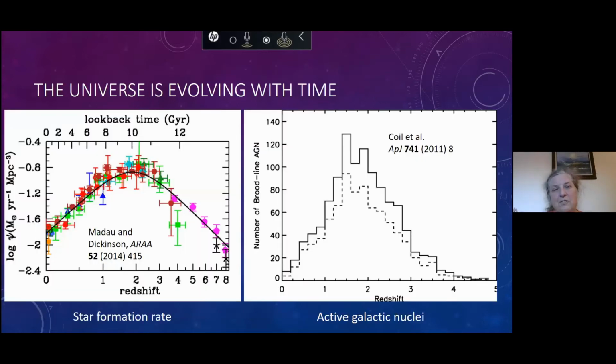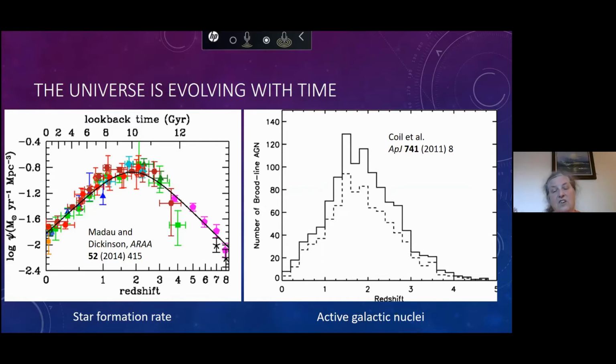So some examples of this on the left, this is the rate at which stars are seen to form in galaxies, and you can see that rate reaches a maximum round about redshift 2, which corresponds to looking back in time about 10 billion years. So since the universe itself is only 13.7 billion years old, you are seeing those galaxies at redshift 2 as they were when the universe was only a third of its present age.